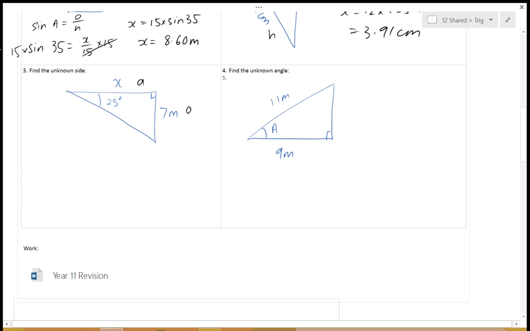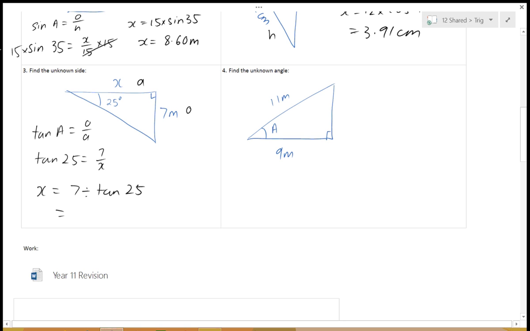Next one, we've got adjacent and opposite. So we're going to have to use tan for this one. So tan A equals opposite over adjacent. Tan 25 equals 7 over x. And this time we've got x on the bottom of the fraction. And this is the one that was always a merit question last year because it's the harder one to work out. So you have to remember in this case that you go x equals 7 divided by tan 25.